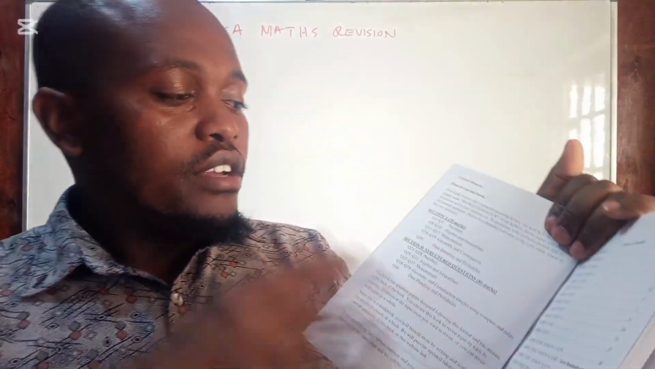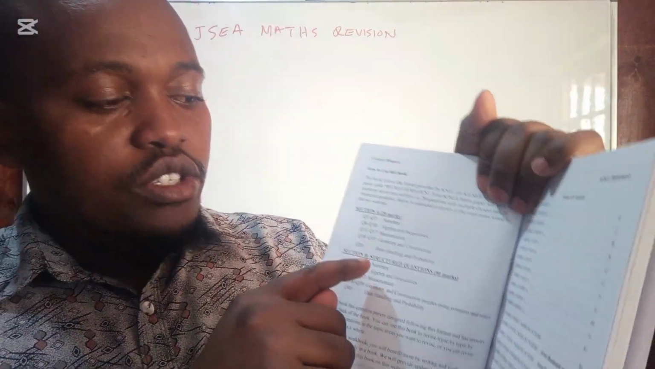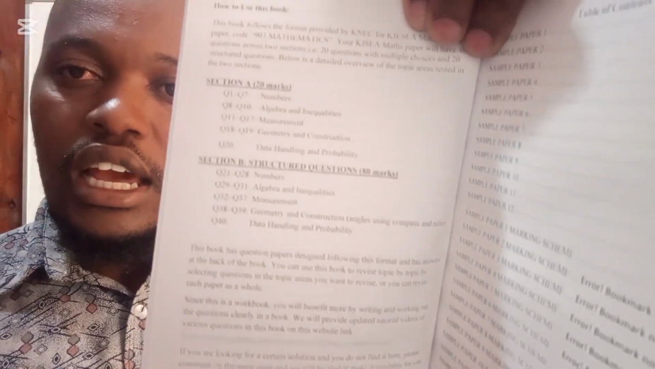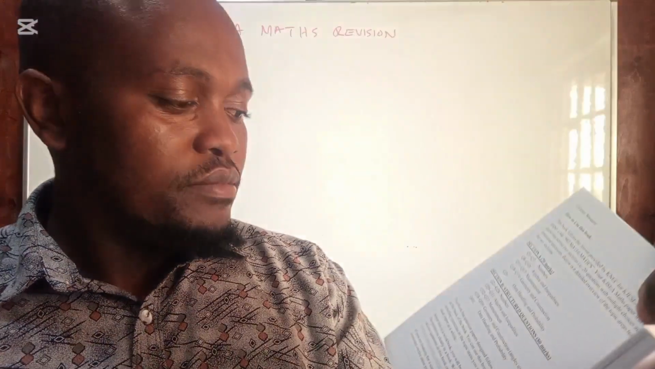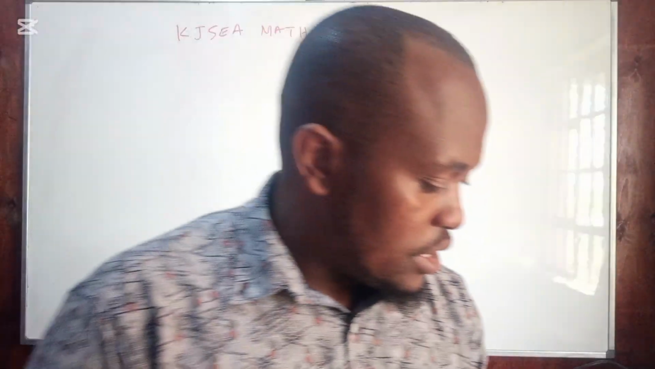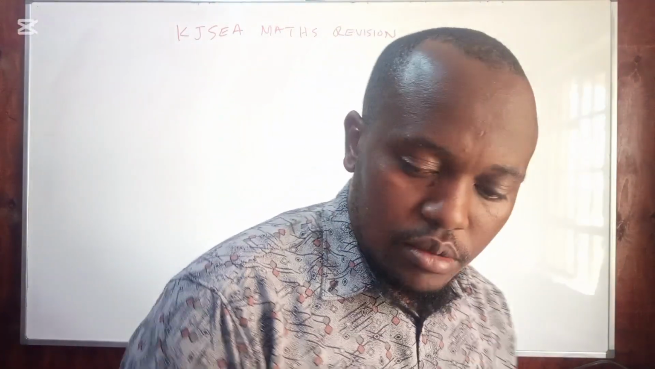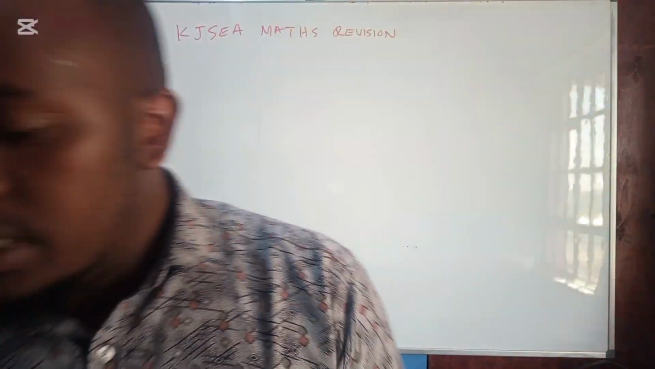For example, question 20 and question 40 are supposed to come from the topic of data handling and probability. Let us see. Let us see what was in the exam, question 20 and question 40.